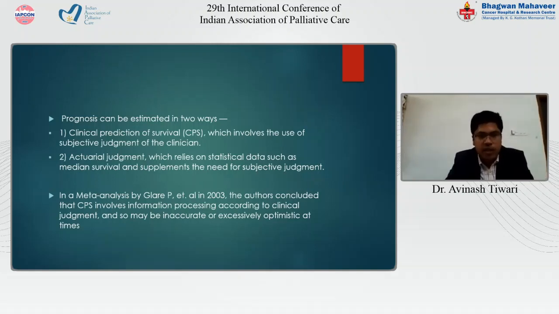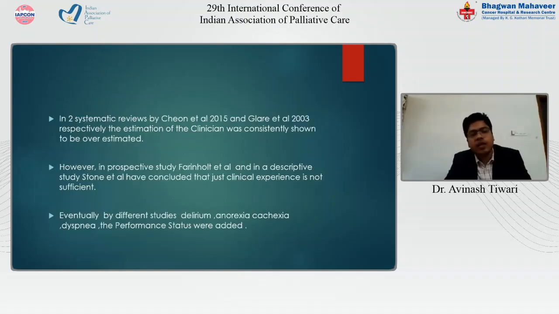So in a meta-analysis by Glare et al. in 2003, they suggested that CPS is most of the time inaccurate or excessively optimistic, which was actually countered by another study by Stone et al., which we will see ahead. In two other systematic reviews by Chiang et al. in 2015 and Glare et al. in 2003 respectively, the estimation of the clinician was consistently shown to be overestimated.